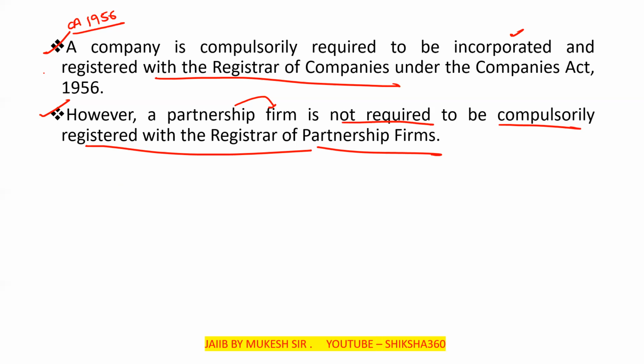A company is required to be registered under the Companies Act 1956. On the other hand, a partnership firm is not required to be registered with the Registrar. There is no such requirement.